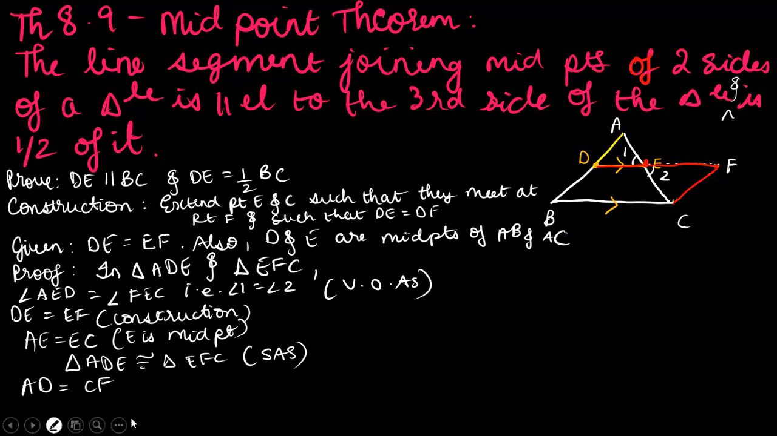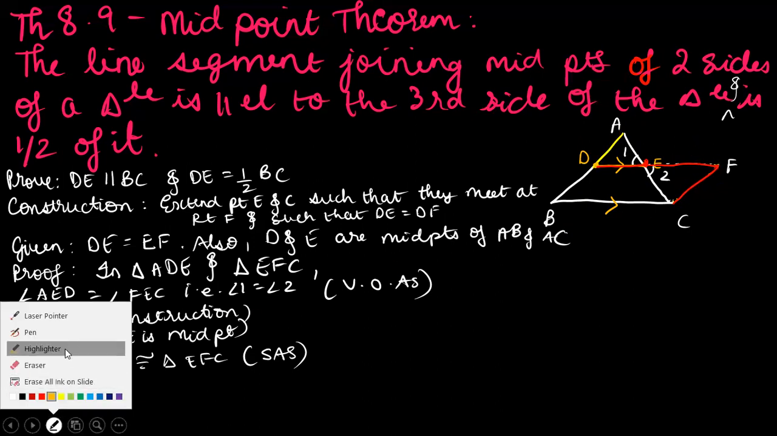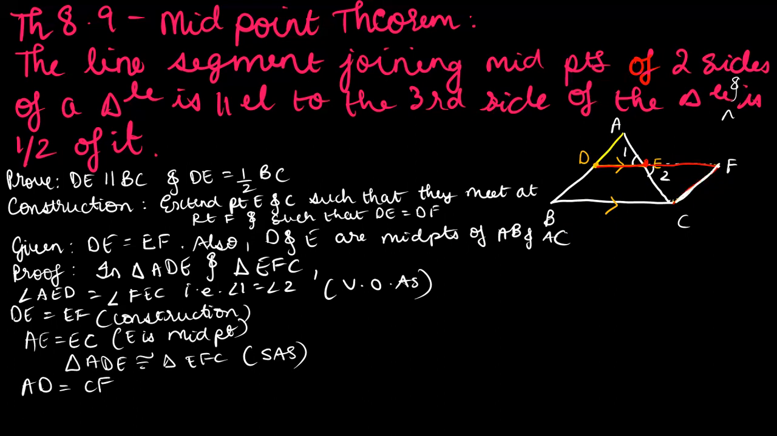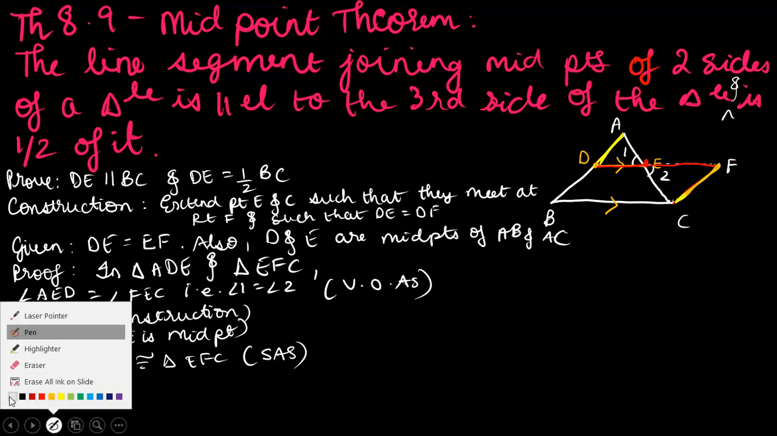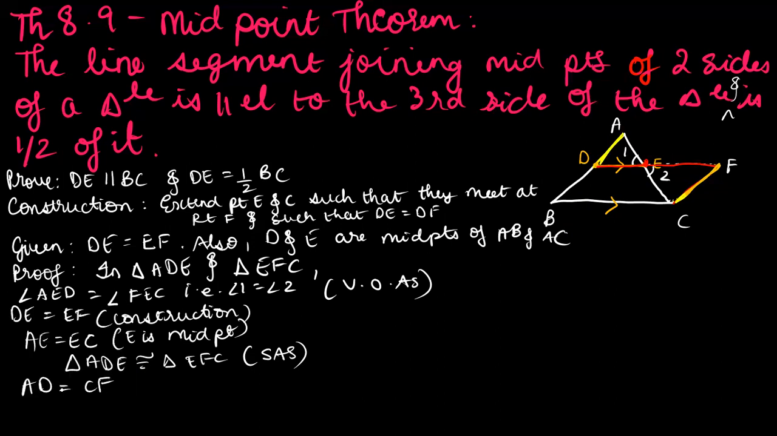Okay, I'm not able to highlight it. I don't know what's the problem. Okay, let me just use this. AD is equal to CF. Clear? So that's what we want to prove here. Now, let's see what is the next part. AD is equal to CF by which rule? CPCT. We all know that, right? Also AD is equal to DB, because D is the midpoint, right?